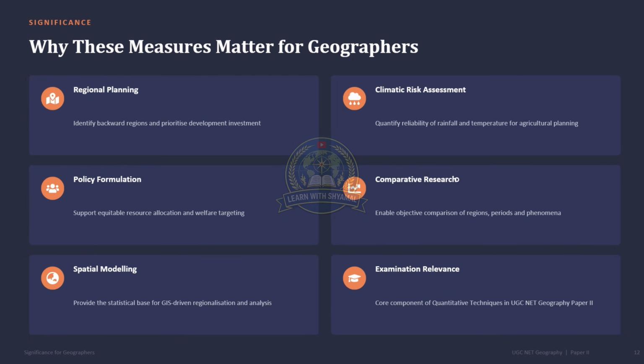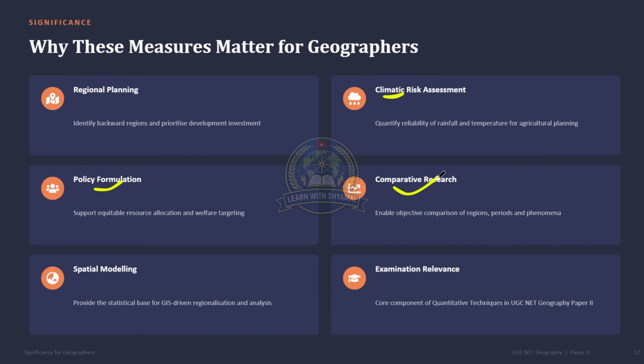Why these measures matter for geographers? Regional planning: identify backward regions and prioritize development investment. Climate risk assessment: quantify reliability of rainfall and temperature for agricultural planning. Policy formulation: support equitable resource allocation and welfare targeting.